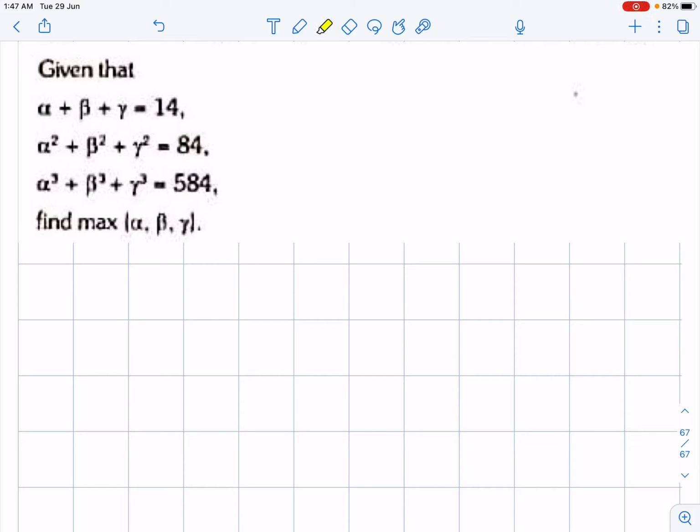So we'll be going to solve this question written on the screen. Given that alpha plus beta plus gamma is 14, alpha square plus beta square plus gamma square equal to 84, alpha cube plus beta cube plus gamma cube equal to 584. Find the maximum value of alpha, beta and gamma.